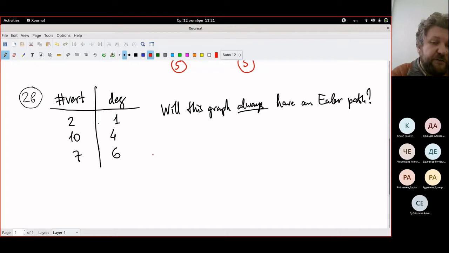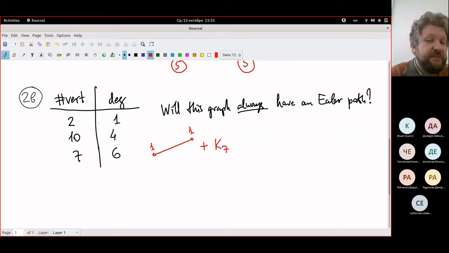So we have two vertices of degree 1, and let's just connect them to one another. And then the remaining graph should also be constructed independently. How can we do it? So we have 7 vertices of degree 6. We can take, say, the graph plus K7.